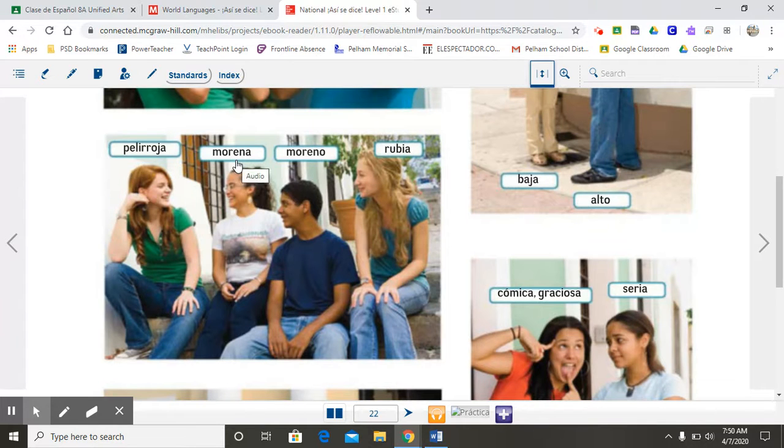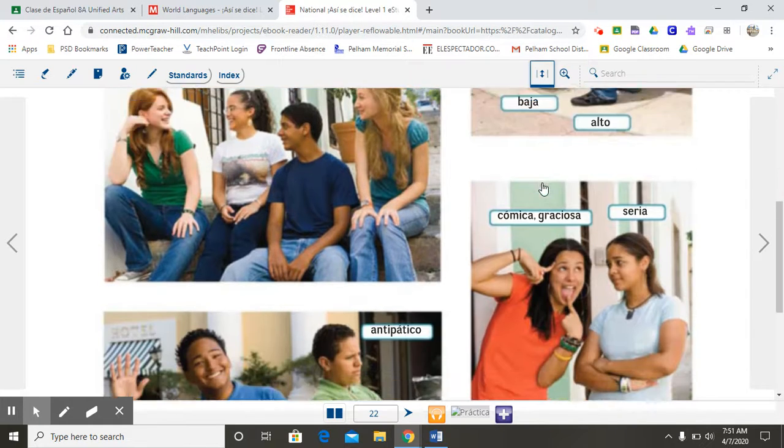You have morena, moreno. That means brunette or dark haired color. And rubia and rubio. Both of those blonde. Okay? Also, I'm not going to ask you any questions about multiple definitions. I know I gave you another definition for morena and moreno that you can use in the real world. You don't have to do it for this exit ticket.